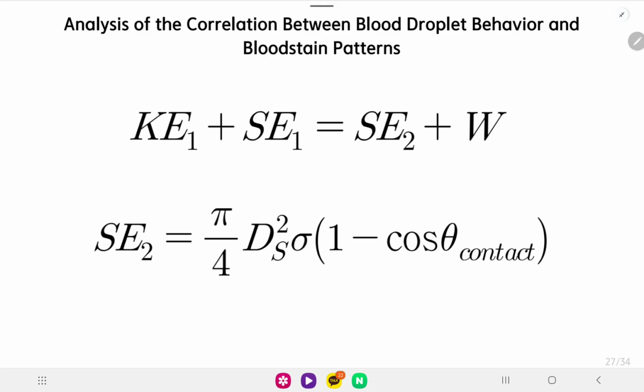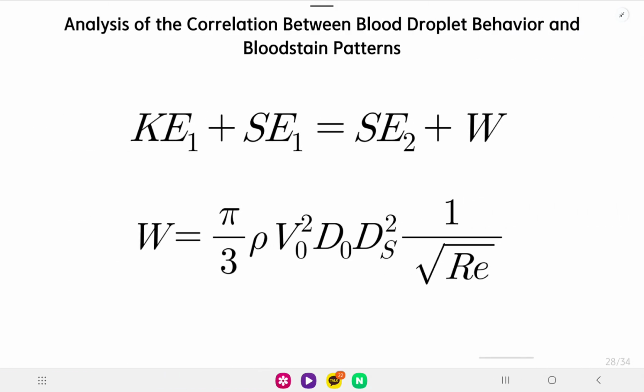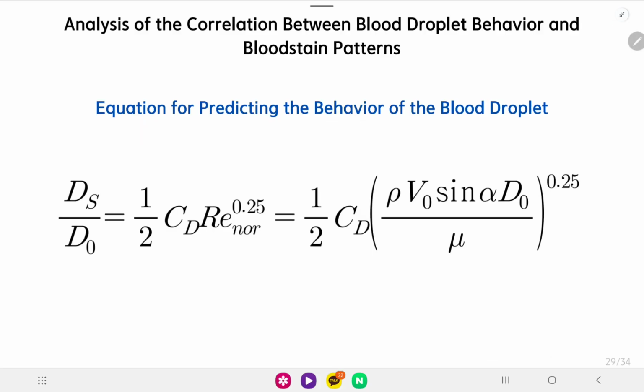On the right-hand side of the equation, Se2 and W correspond to the surface energy after impact and the energy loss during the impact process respectively, and are determined as follows. By substituting the terms from the following equations into the equation as you can see here, the final equation can be expressed in terms of the ratio between the diameter of the resulting bloodstain and the initial diameter of the droplet as shown in this equation.